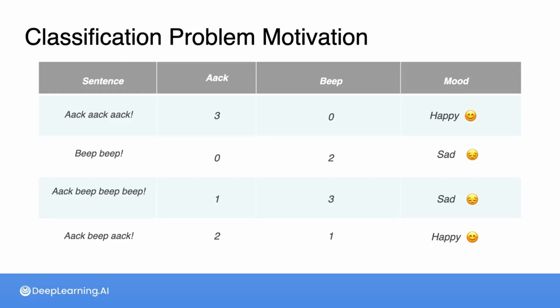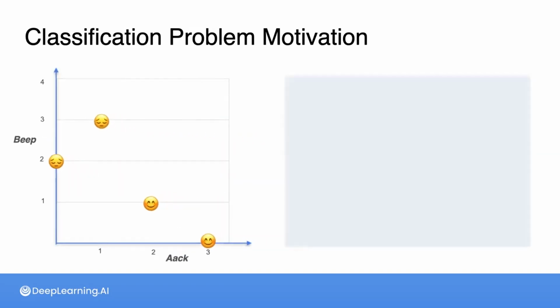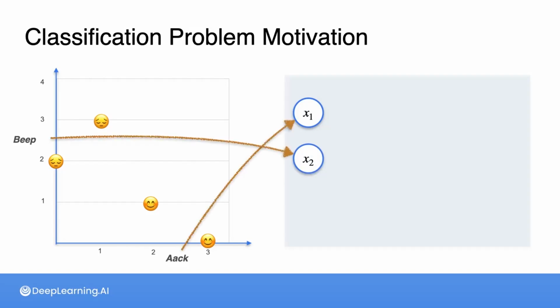So the first thing we do is plot the points. So here are the points. And as you can see, the happy points tend to be on the bottom right and the sad points on the top left. So that's probably what the model is going to tell us. But let's turn it into a perceptron. So for the perceptron, we have our inputs labeled x1 and x2, and x1 is the number of times the word ack appears, and x2 is the number of times beep appears.